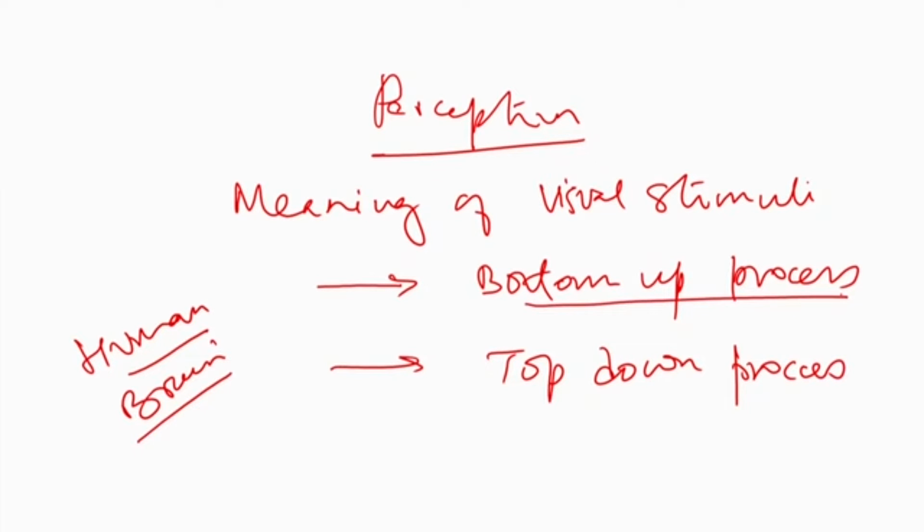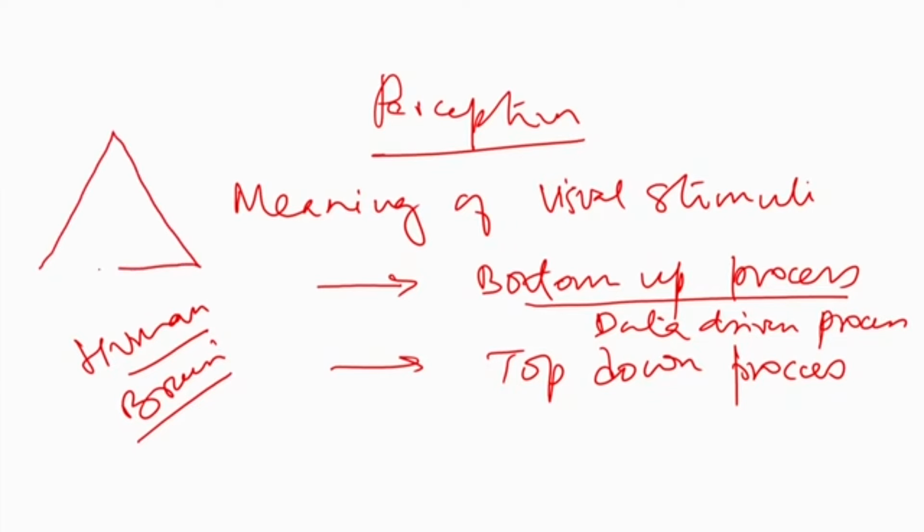The bottom-up process is a data-driven process and it moves from top to bottom. So, if I consider a triangle representing how the process of perception really works, moving from general to specific is basically what bottom-up processes are.